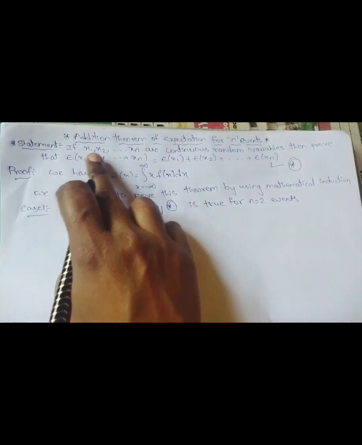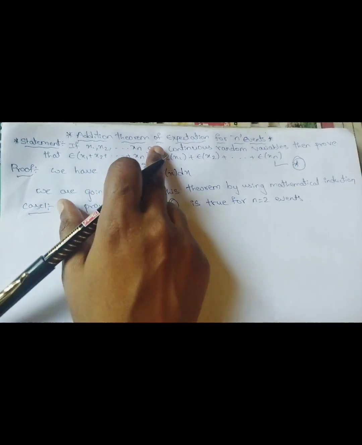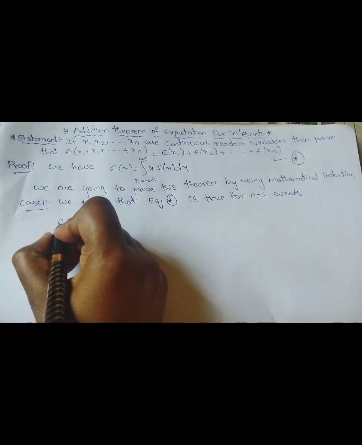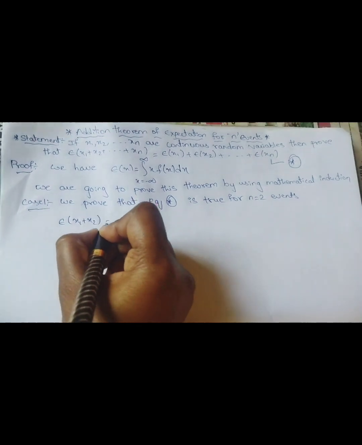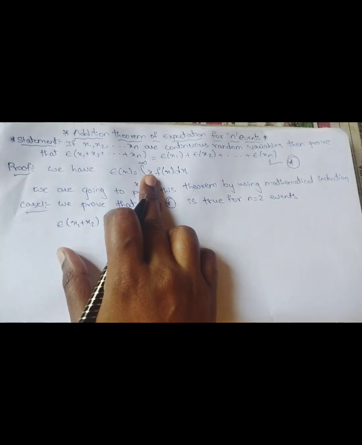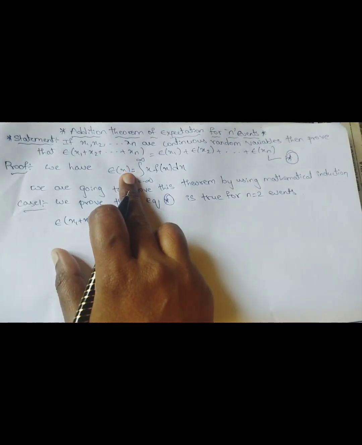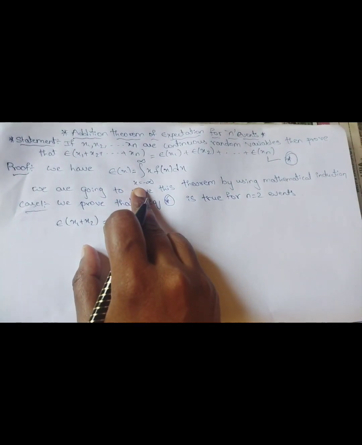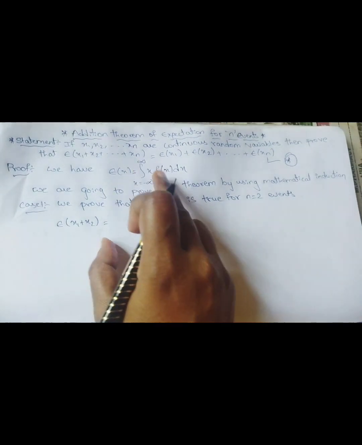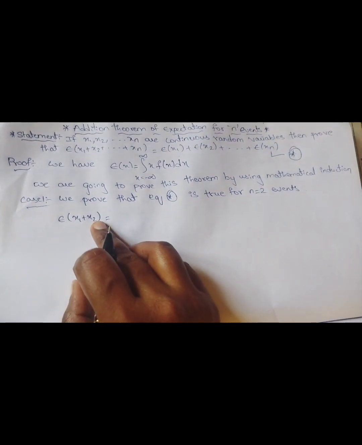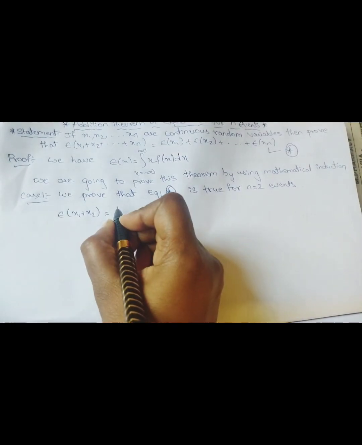Here the 2 events means 2 random variables. As we are in addition theorem, we are going to add: expectation of x1 plus x2 equal to. Now by using the expectation formula, we write the formula for expectation of x1 plus x2. In expectation of x, we have only one random variable, so we have written one integration from minus infinity to plus infinity. Now here we are having 2 random variables, so we will take the integration with respect to 2 variables x1 and x2.